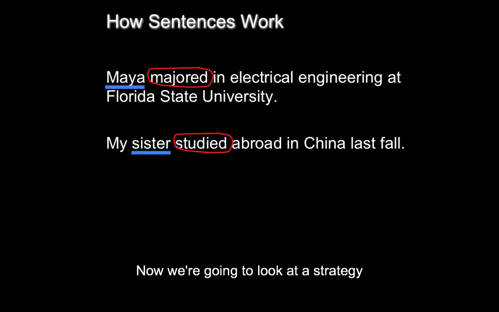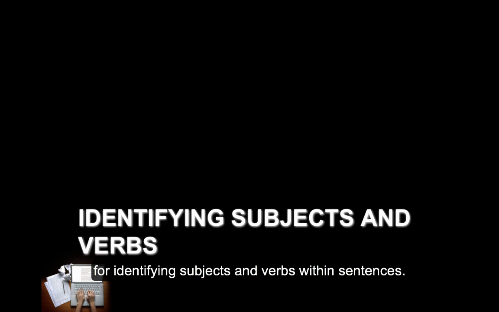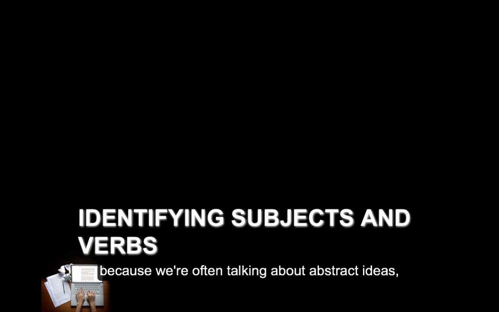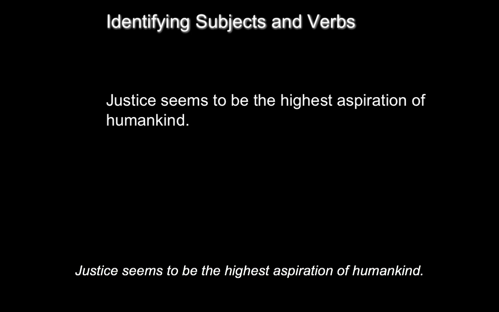Now we're going to look at a strategy for identifying subjects and verbs within sentences. From the examples we just looked at, this may seem pretty simple, and sometimes it is. But in some cases it can be difficult to see exactly what the action and the doer of the action are in a sentence. This is especially true when we're writing about academic topics because we're often talking about abstract ideas. As in this sentence, justice seems to be the highest aspiration of humankind.